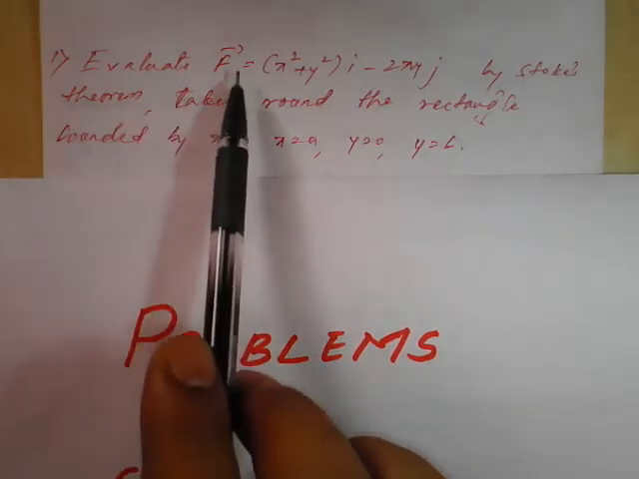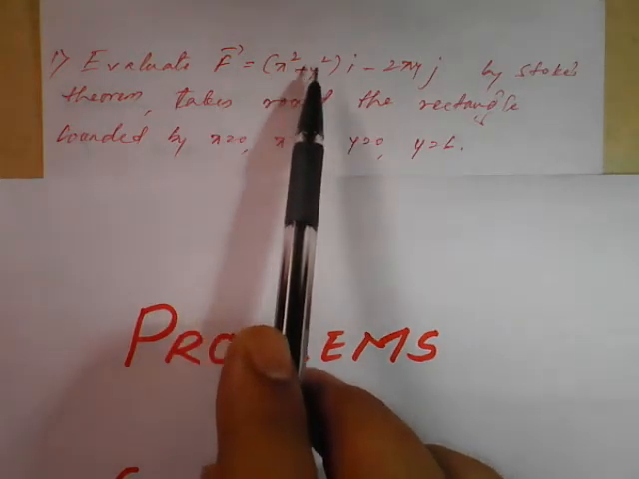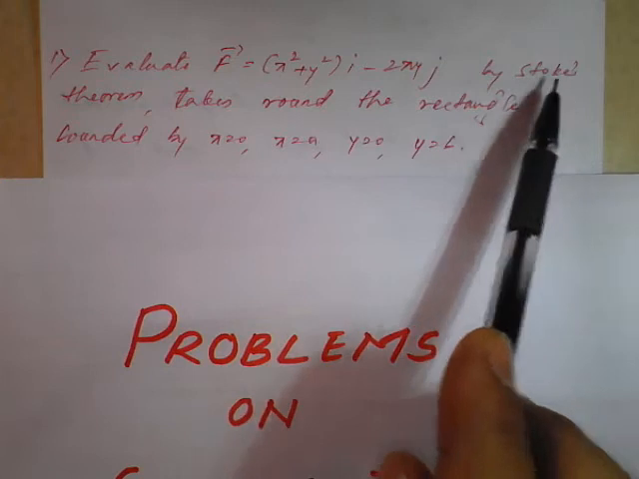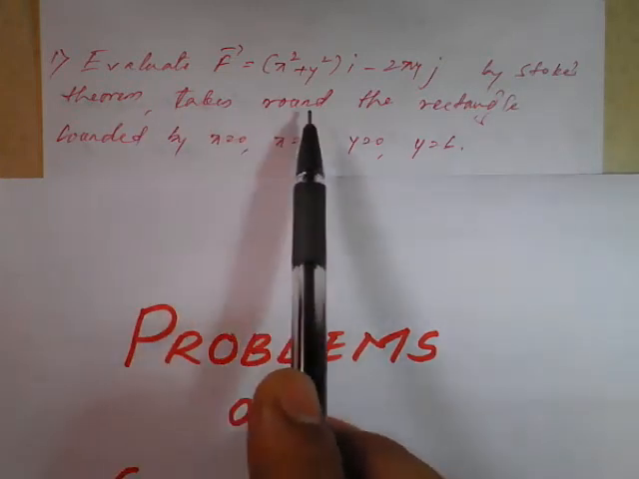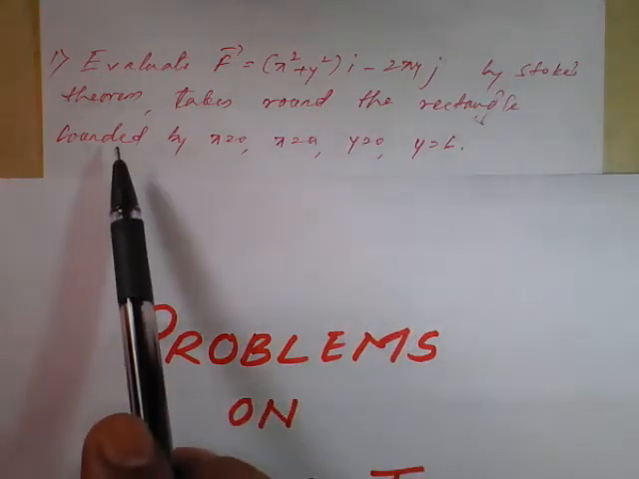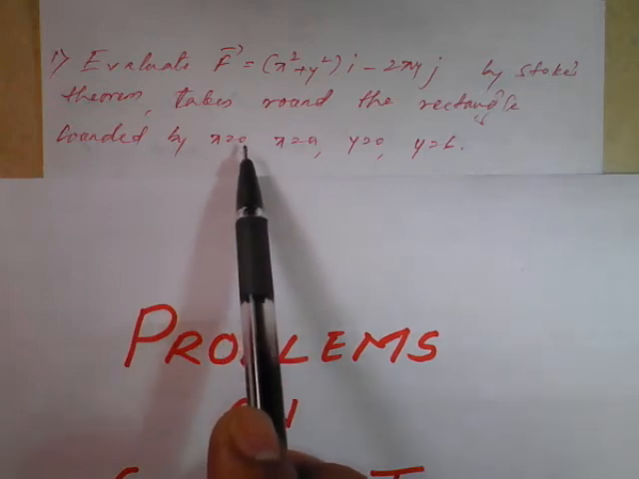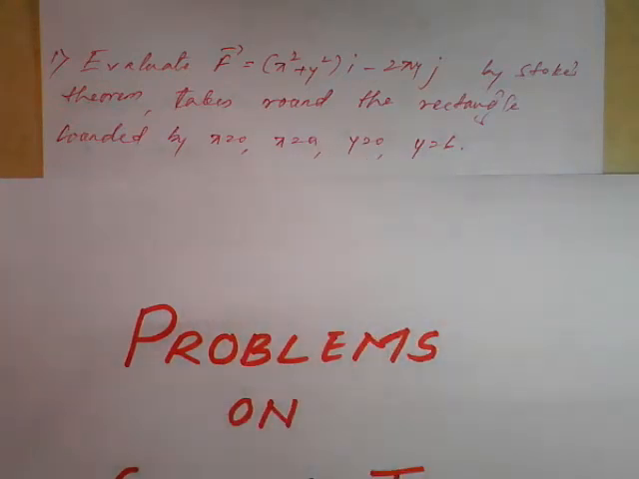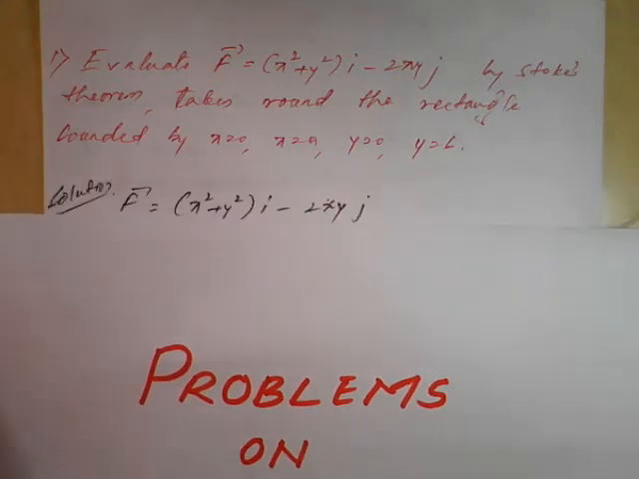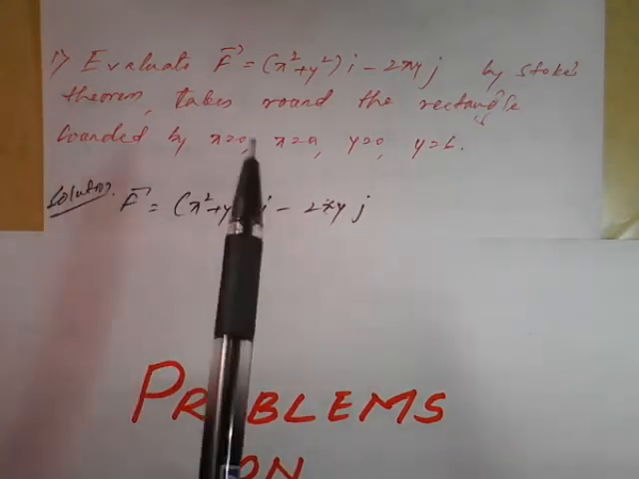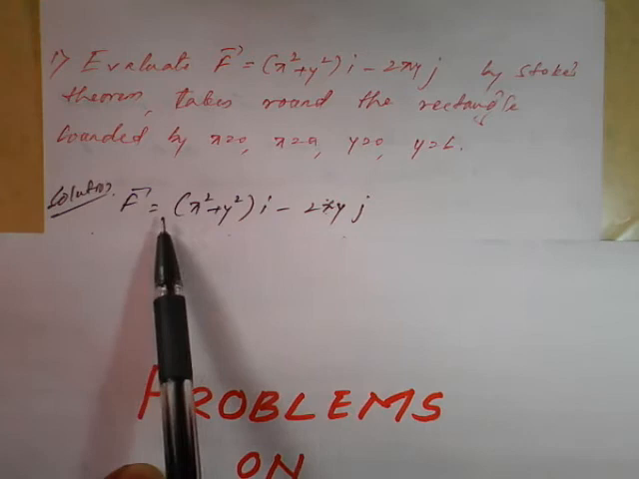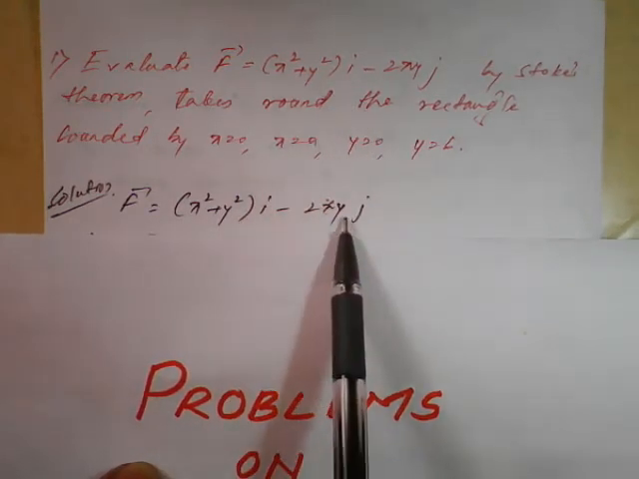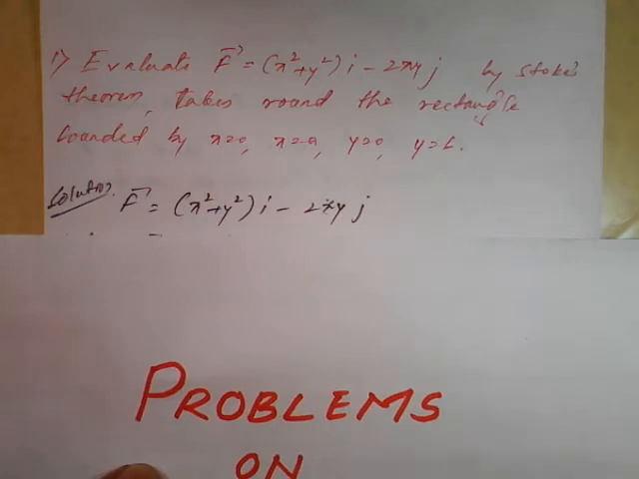The question is: evaluate, for vector f equal to (x square plus y square) i minus 2xy j, by Stokes' theorem taken round the rectangle bounded by x equal to 0, x equal to a, y equal to 0, y equal to b. Now as we know, the given vector f from the question is vector f equal to (x square plus y square) i minus 2xy j.